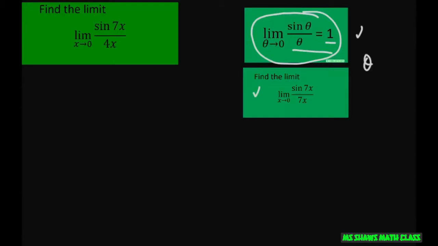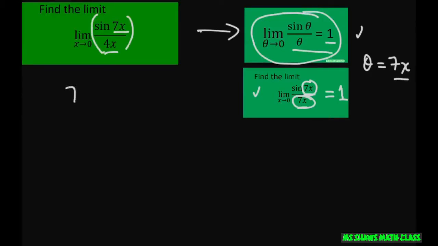If we let theta equal 7x, then since these two are the same, this problem here would equal 1. And in this one, they're not the same. So to make it look more like this one, we're going to take this part right here and multiply it by 7, and divide by 7. So this would be 4x.